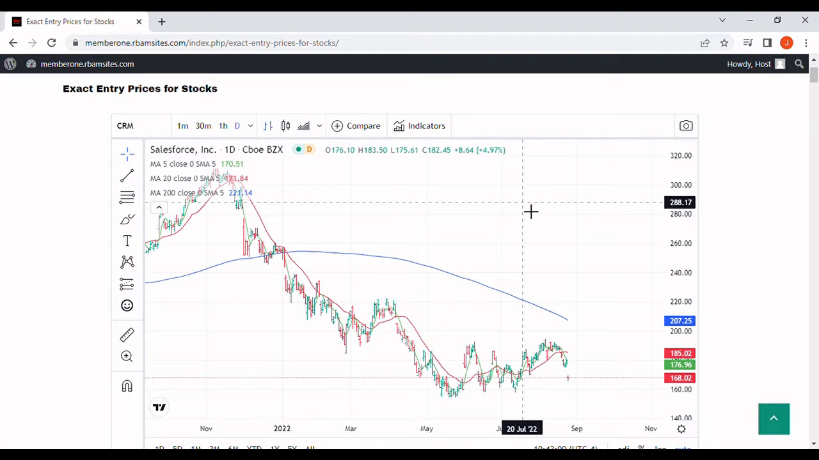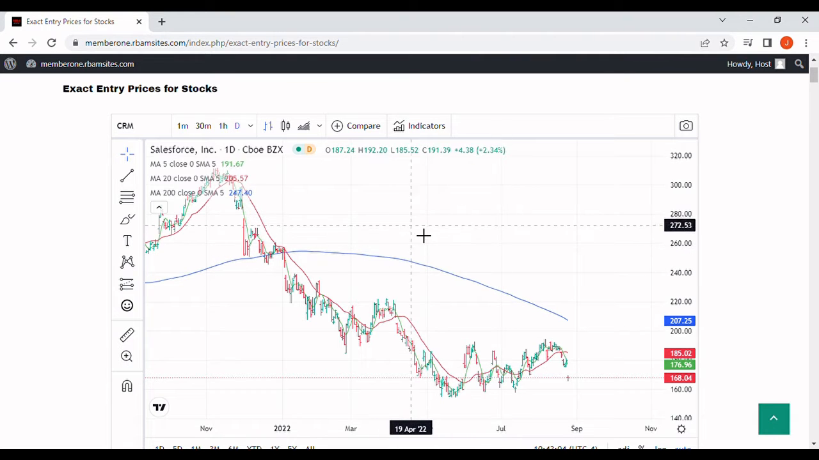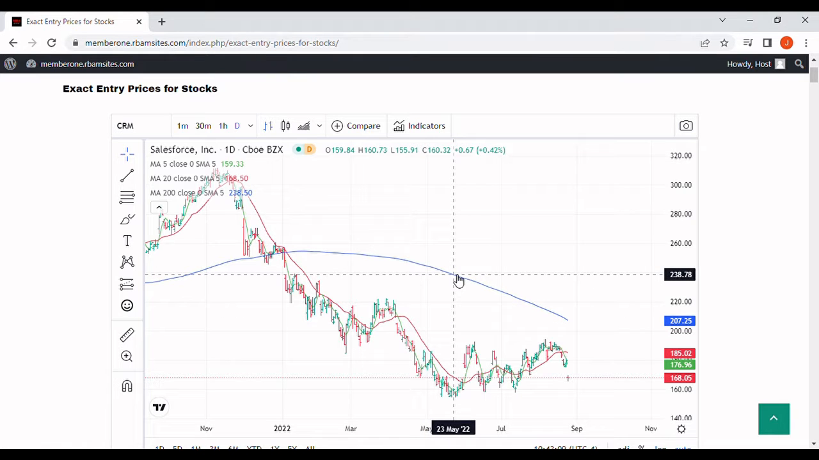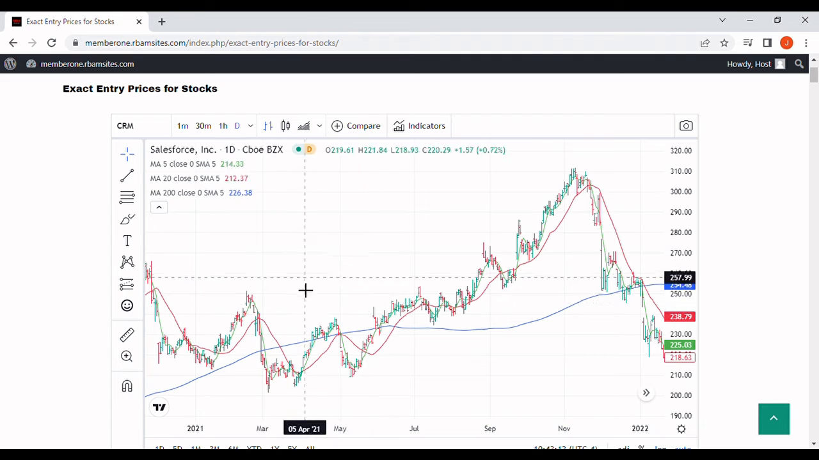We're going to do a quick video on Salesforce Stock Analysis. We've got a daily chart on here with three moving averages. The green is the 5-day, the red is the 20-day, and the blue is the 200-day moving average. Let's just go back here a little bit and see what's going on with this stock.